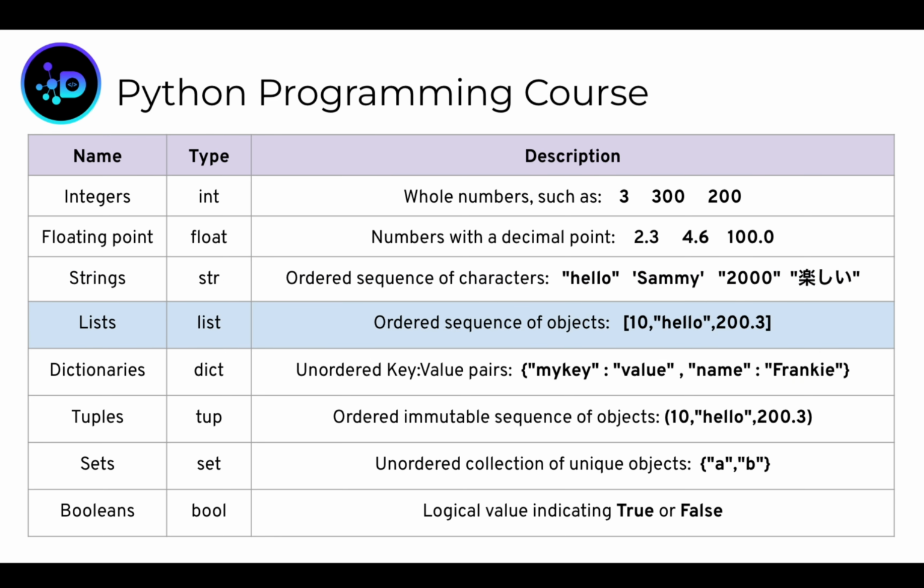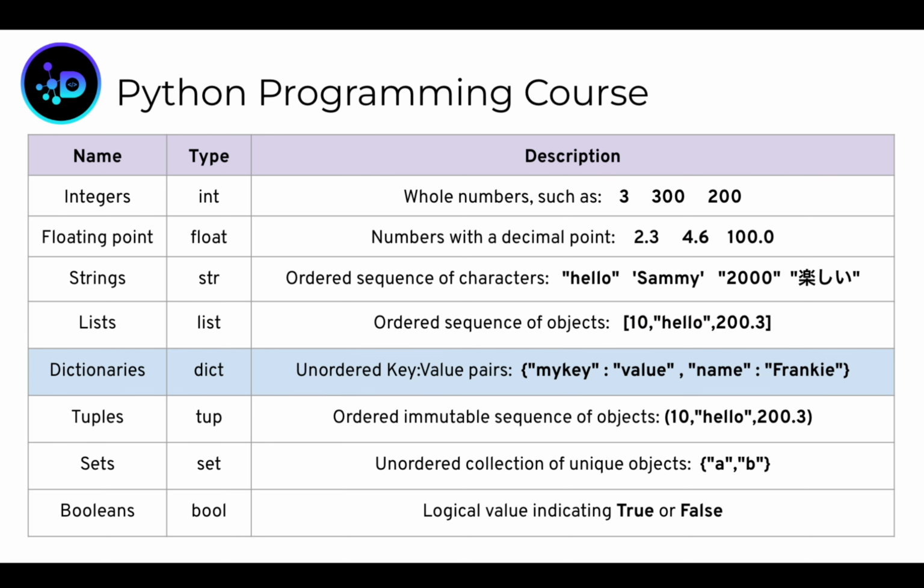Next, we have lists, and lists are ordered sequences of objects that are always inside square brackets. So for this example, we have 10, which is an integer. We have a string saying hello, and we also have a floating point number, which is 200.3. Basically, a list can contain different data types, right? We can have integers, floats, and strings inside the list.